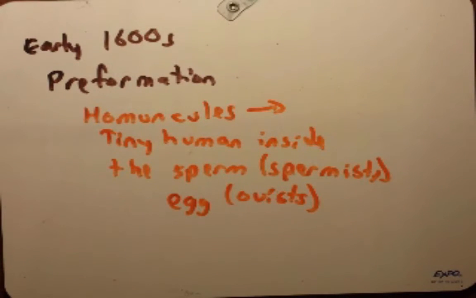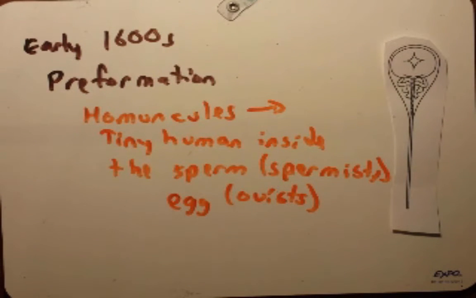Almost sounds like parts of an orchestra. But the ovists believed that the tiny human was in the egg, and the spermists believed the tiny human was in the sperm. And here's a picture of the way that they thought the tiny human in the sperm would look. And they believed that everything was fully formed in this tiny little human in the head of the sperm. And all it had to do was get inside of the egg. And once inside of the egg, it would give it an opportunity to grow. And the ovists believed something similar, that the tiny human was in the egg, and somehow or another the sperm, when it fertilized the egg, would cause it to start to mature and grow.